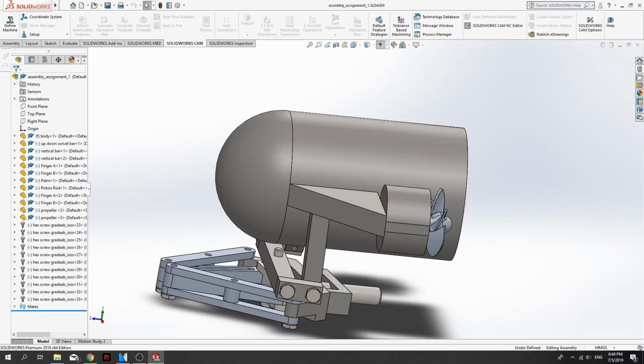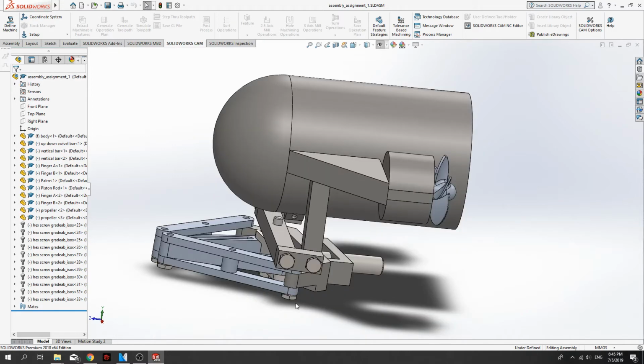The body is made of steel, while the propeller and the fingers are made from aluminum. The reason we picked aluminum for the gripper is because it's lightweight and it's strong. And the reason we picked steel for the body is because of the gripper hanging on the bottom of the body.